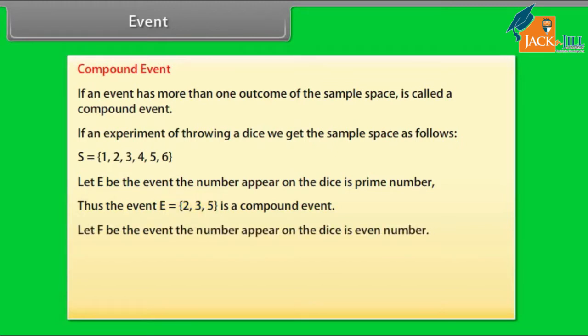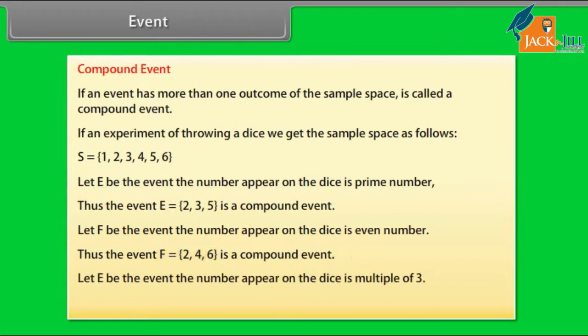Let F be the event the number appearing on the dice is an even number. Thus the event F is equal to 2, 4, 6, is a compound event. Let E be the event the number appearing on the dice is a multiple of 3. Thus the event E is equal to 3, 6, is a compound event.